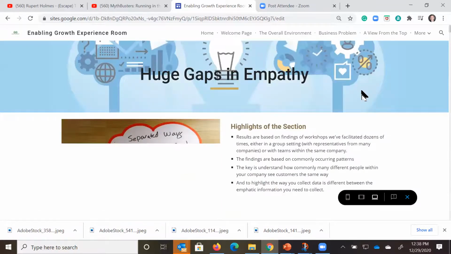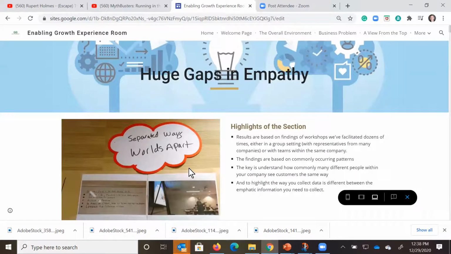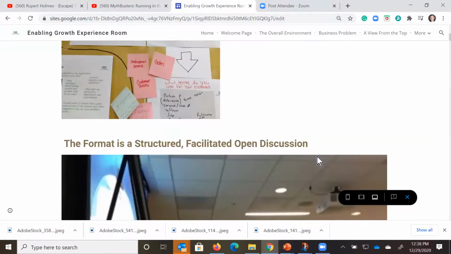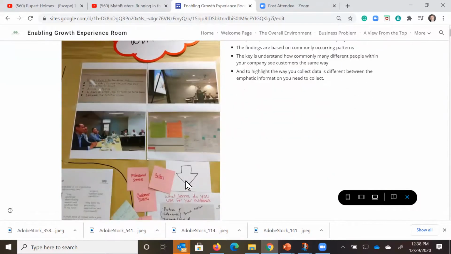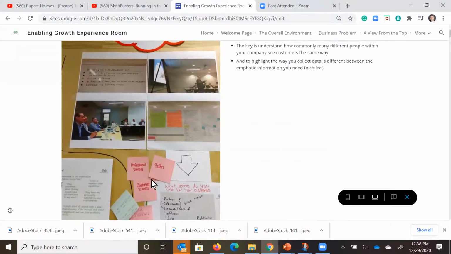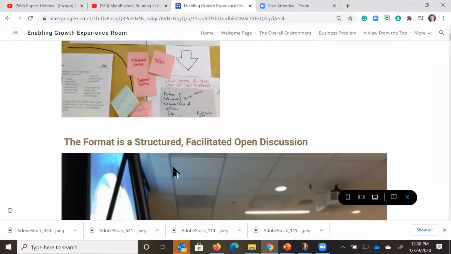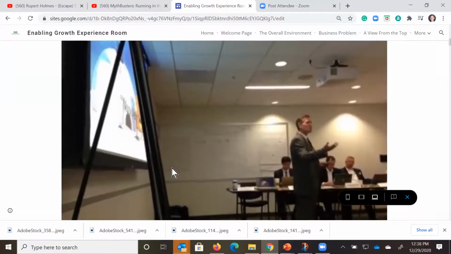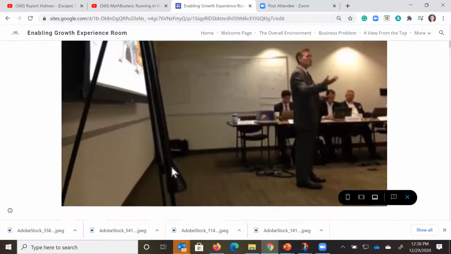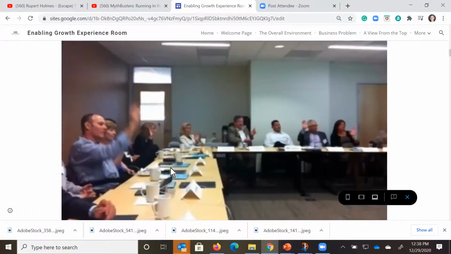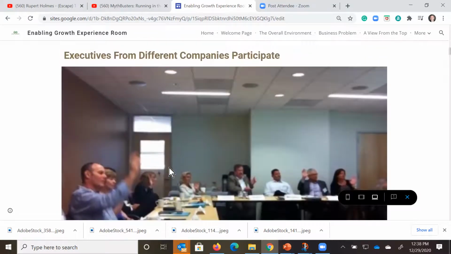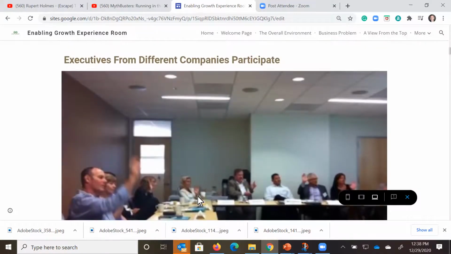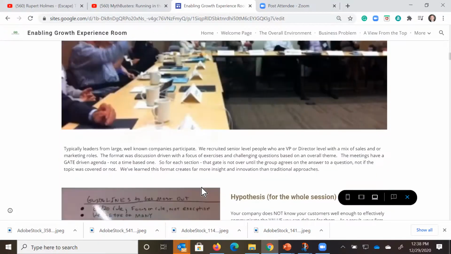Huge gaps in empathy. So we've been talking about empathy. Look, we try to put pictures, called it separate ways, worlds apart. Pictures, stories. Here's an example. Have people comment on it so that they engage in it. This is a story about an exercise, a day workshop that we did at Forrester. And look, by the way, people are engaged. Isn't there an architecture here?